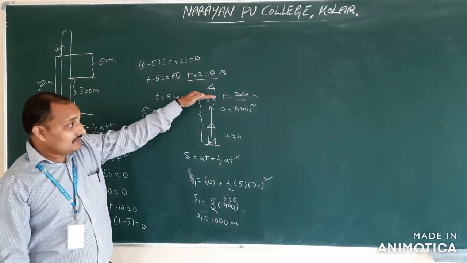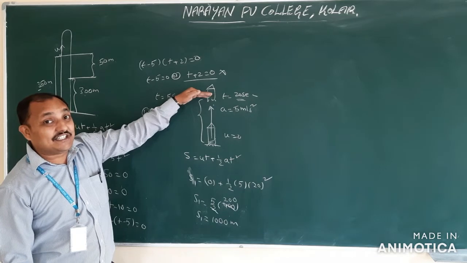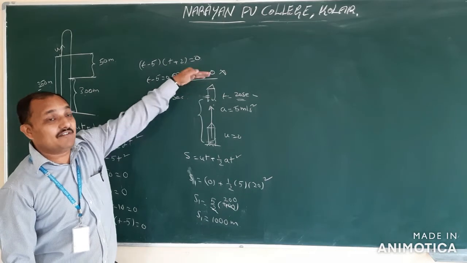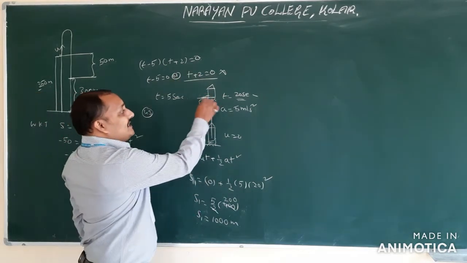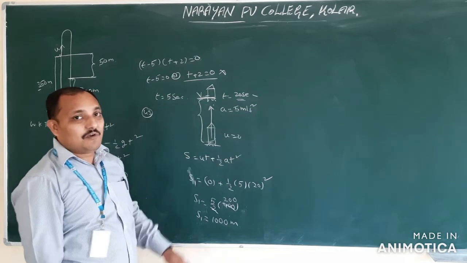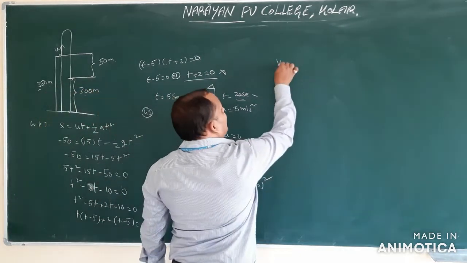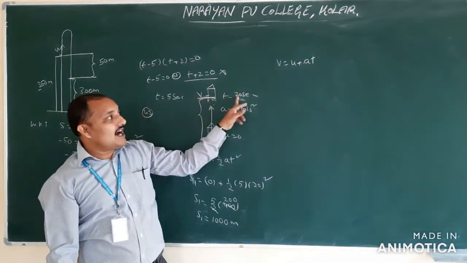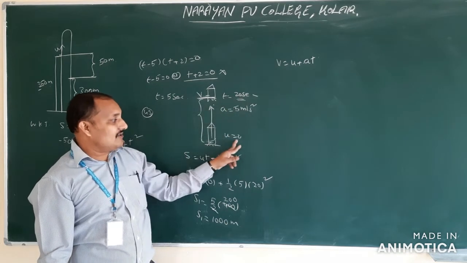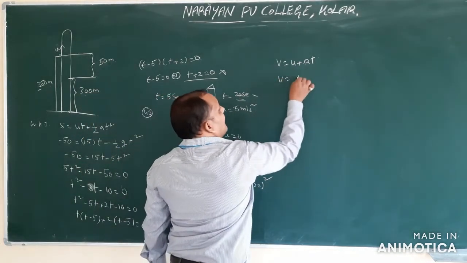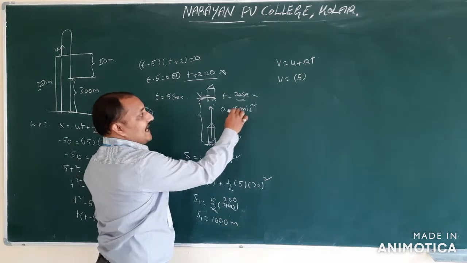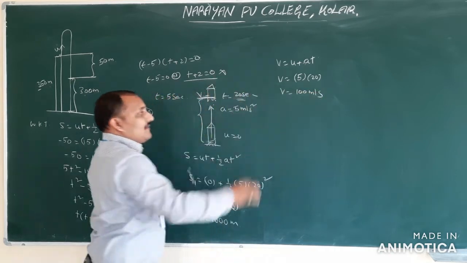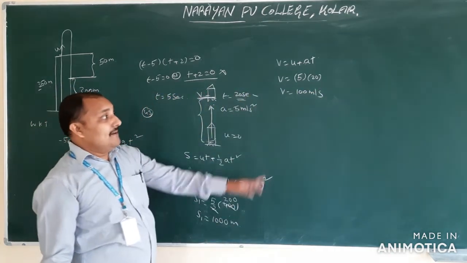At that time, with what velocity? After 20 seconds it is gaining some velocity. Here it is 0, but after 20 seconds it is moving with some velocity. First we have to find its velocity after 20 seconds. Which formula are we going to apply for velocity after time t? V is equal to u plus at. This v is the velocity after 20 seconds. Initial velocity is 0. Therefore v is equal to a value 5 with t value 20. So after 20 seconds its velocity is 100 meters per second.